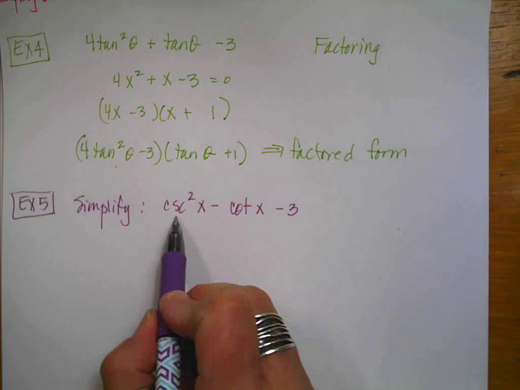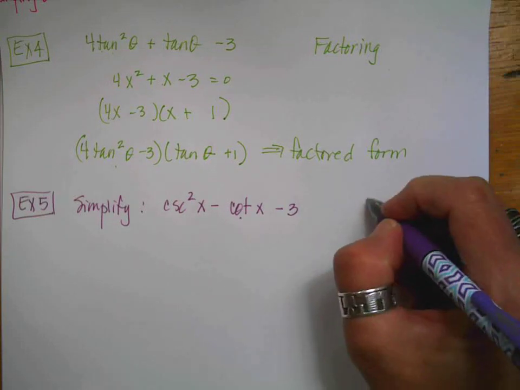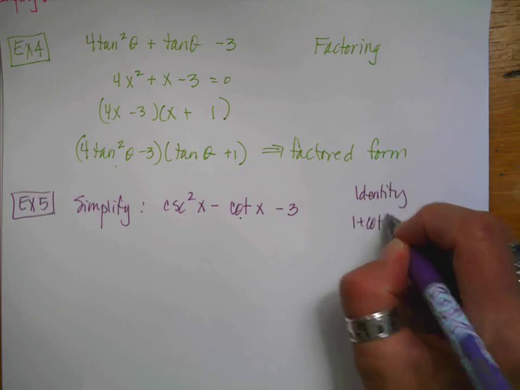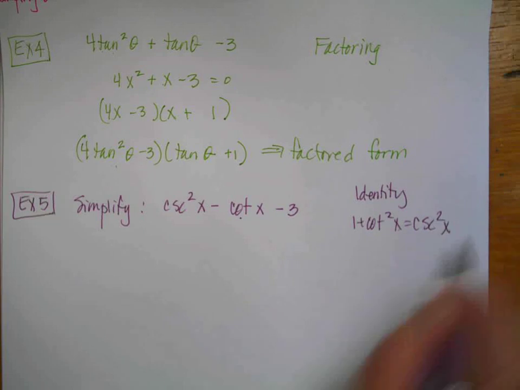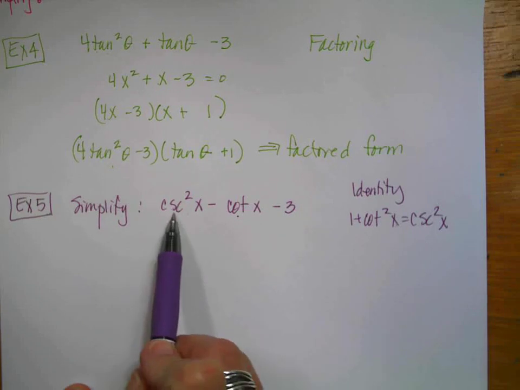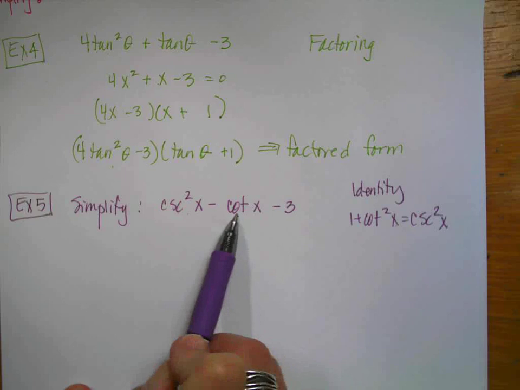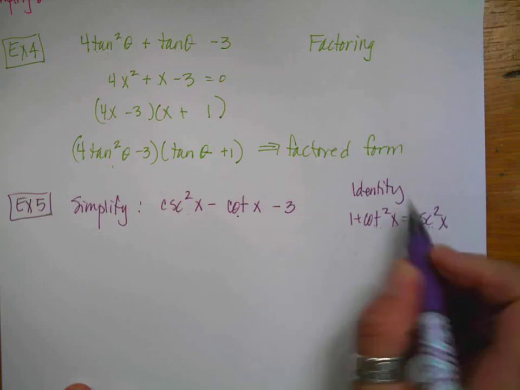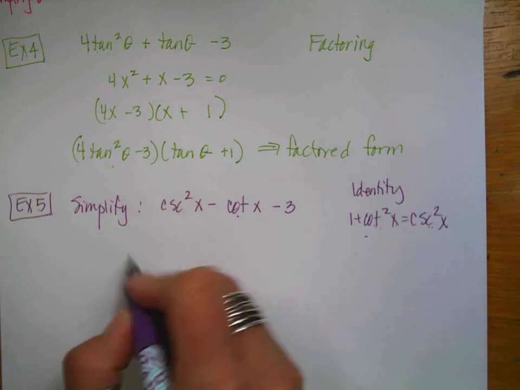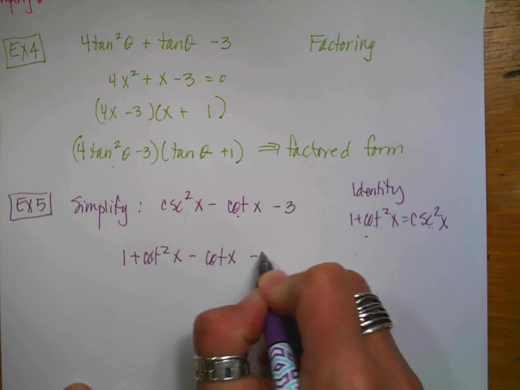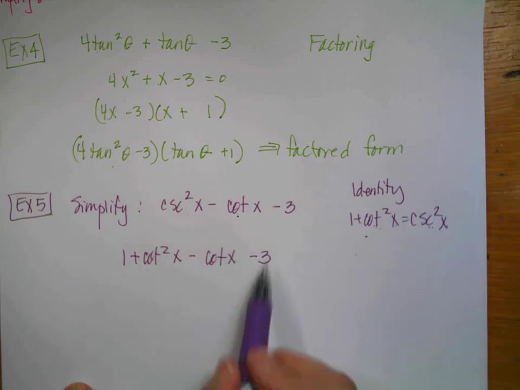The thing I need to notice about this problem is I have cosecant and cotangent. If I go back and remember the identity, 1 plus cotangent squared x is cosecant squared x, and the more often you write it, the easier it is to memorize. So I need to have everything either in terms of cosecant or everything in terms of cotangent. I'm going to write it in terms of cotangent, just because. So if I take cosecant squared, I can substitute 1 plus cotangent squared, so I'm going to put 1 plus cotangent squared x minus the cotangent of x minus 3.